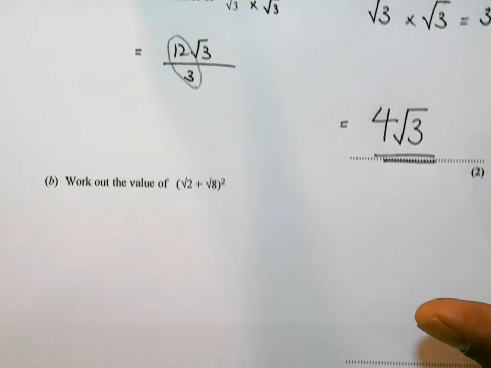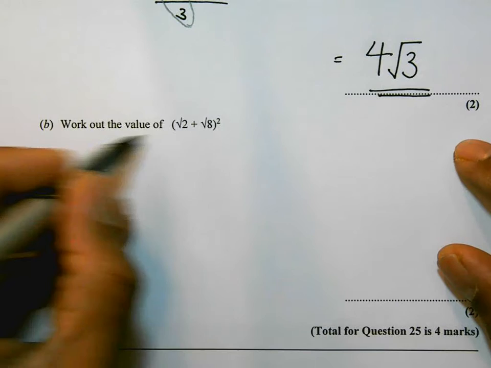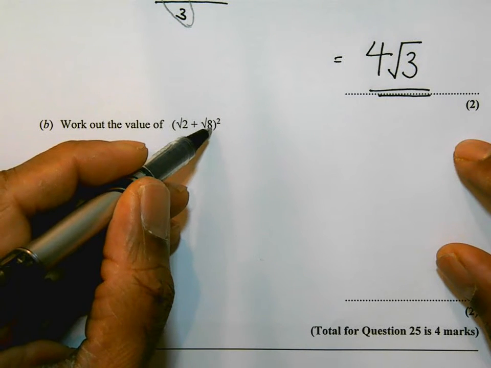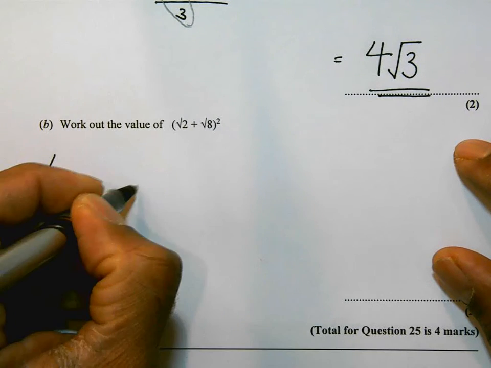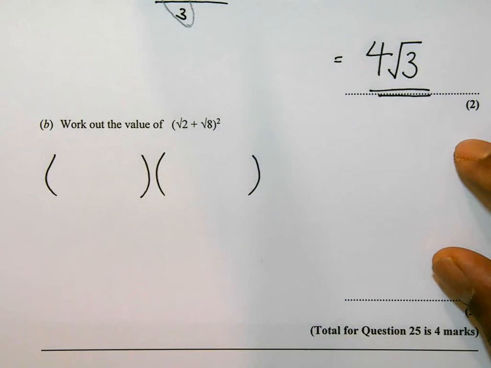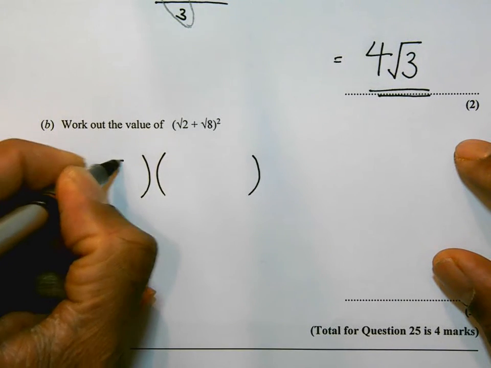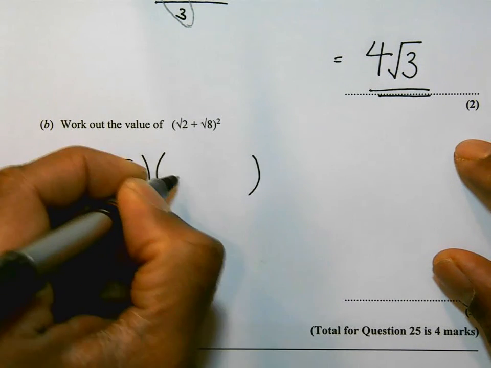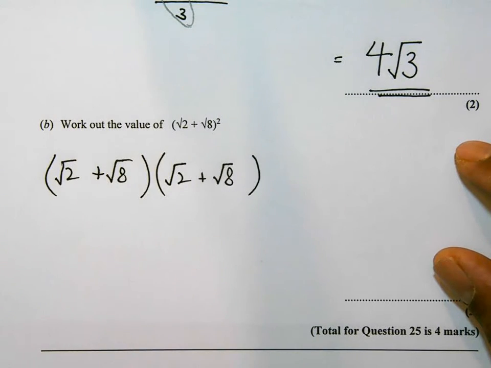Okay, moving on to part B. In part B, it says work out the value of root 2 plus root 8 all squared. So because I'm squaring, I'm going to write it out as 2 brackets. I'm going to times the same thing, root 2 plus root 8 times root 2 plus root 8. I'm going to work this out like a quadratic.